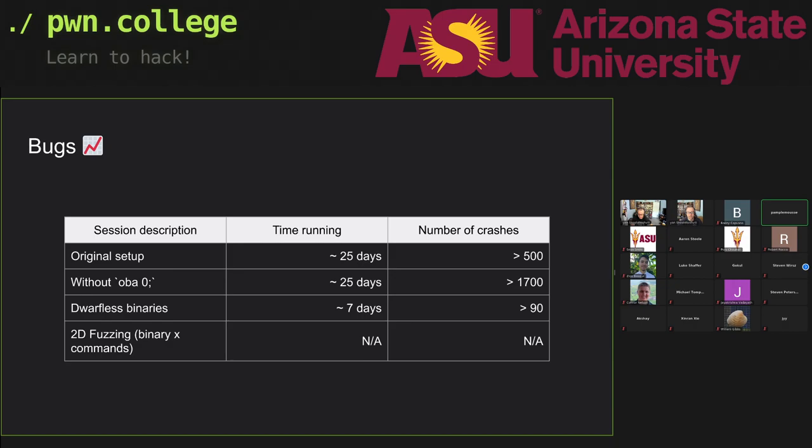Then we spent a bit of time setting up the libfuzzer harness to do this 2D fuzzing idea, fuzzing both the binary and the commands at the same time. But sadly, at this time the cluster was not available anymore, and we never were able to get any runtime and then crashes out of it.